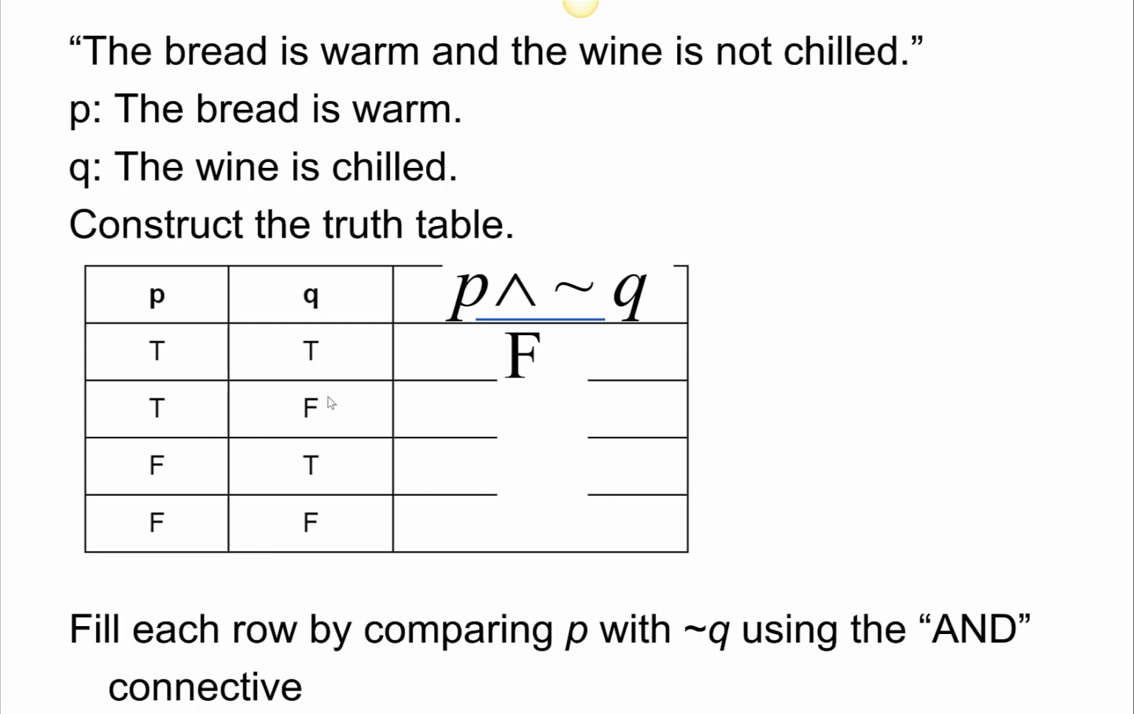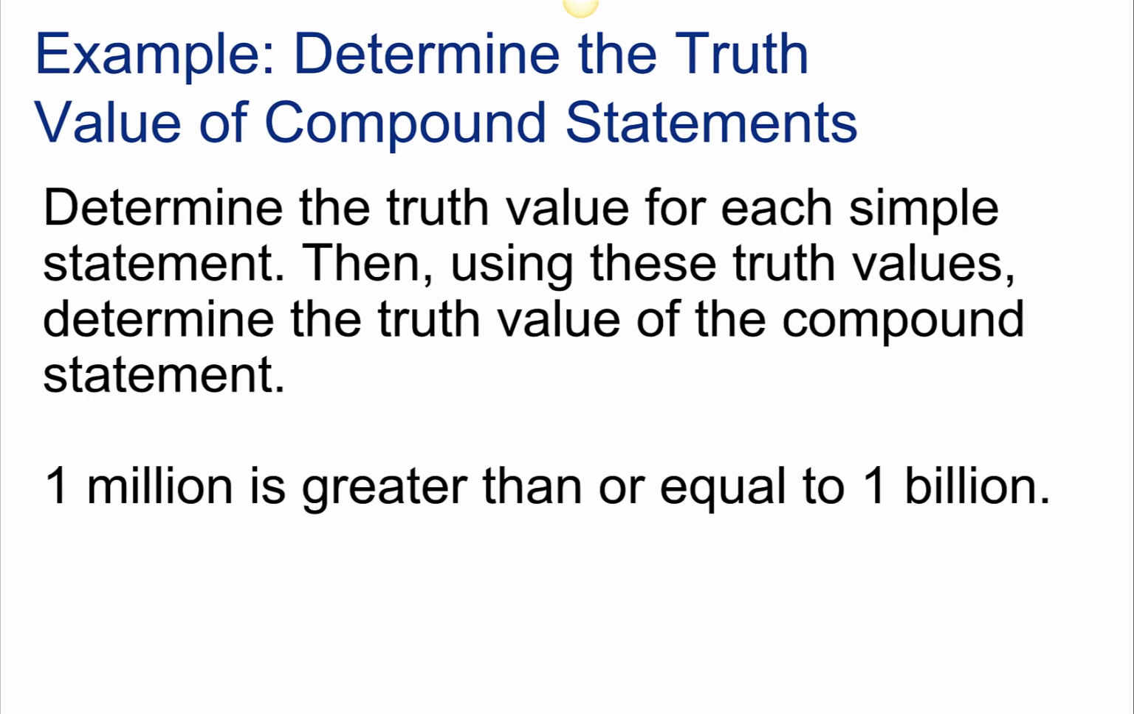Now I've got a true and not Q is going to be a true. Connective is and, so that's going to be true. Then I've got a false and a false, it's going to be false. And then I've got a false and a true, and that's going to be false. So there's another way that you're going to work on some of the problems in my math lab.